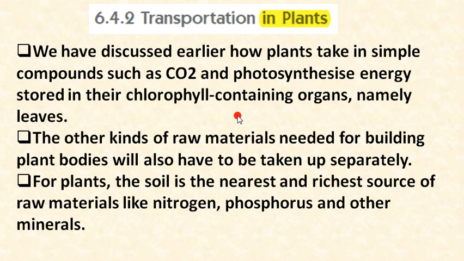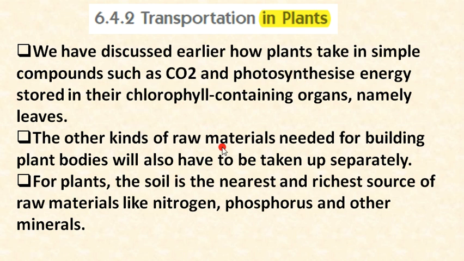Chlorophyll captures energy from the sunlight. So plants take in simple compounds such as carbon dioxide and photosynthesize through this chlorophyll. But other kinds of raw material needed for building plant bodies will also have to be taken up separately. Plants need some other raw materials and nutrients too. Carbon dioxide and energy they get through chlorophyll, but how do they get these other materials? We will see.